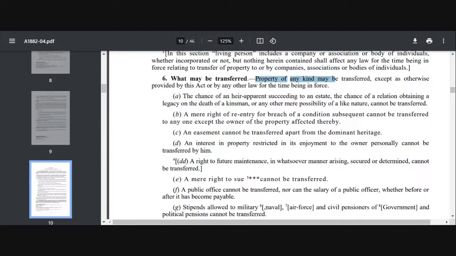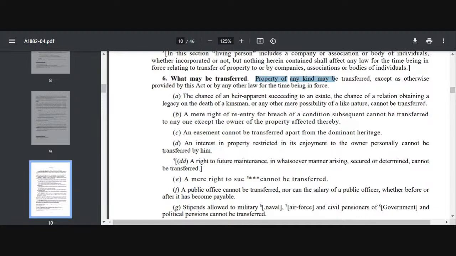Okay, you cannot transfer that property because you are not yet the owner. You are just expecting succession. You are an apparent heir but you are still not the real owner, not the real heir of the property. So जब तक आप real heir नहीं बन जाते हो, जब तक property आपके नाम पे नहीं हो जाती, आप transfer नहीं कर सकते हो.